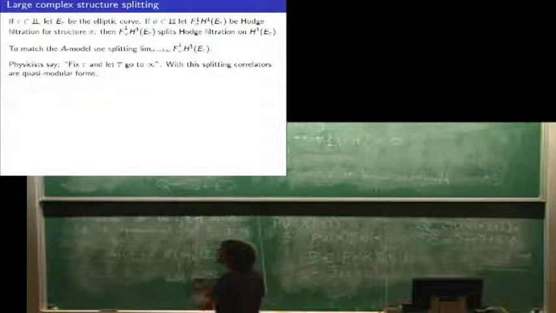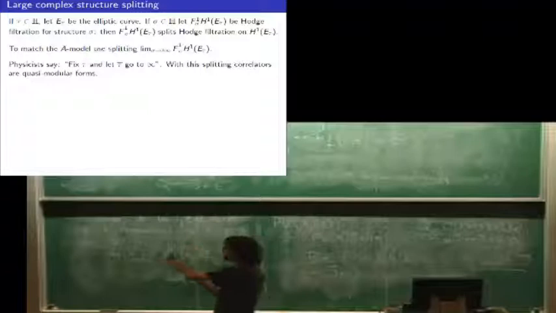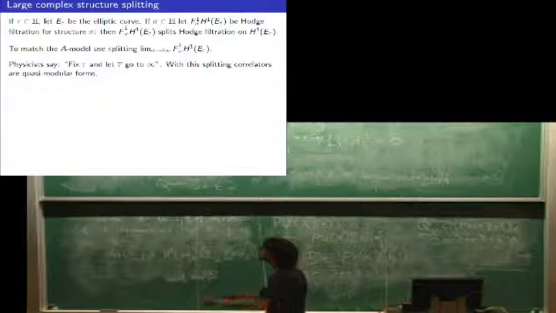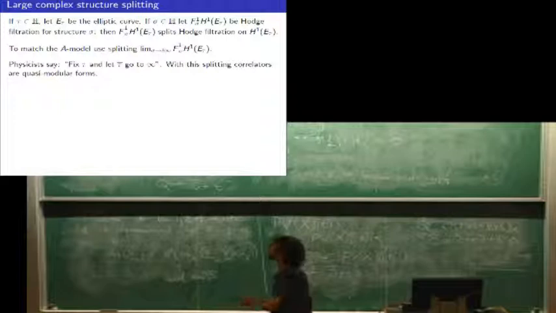Now, the correct thing to do, it turns out, to match up with the A model, is we take some sigma in the upper half plane and send it off to i infinity. The limiting splitting exists. And we get this kind of splitting of the Hodge filtration. And you know, if you read BCOV, they say this is what they mean when they say fix tau and let tau bar go to infinity.